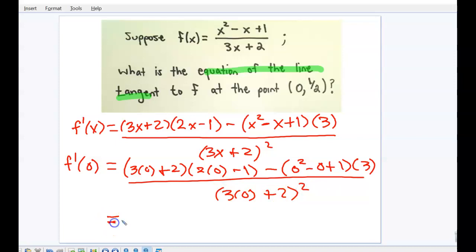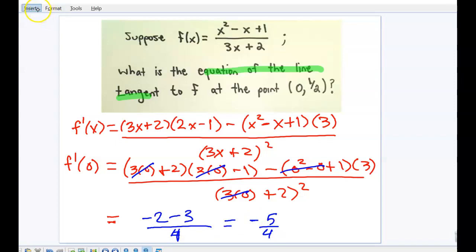So again, anything times 0 is going to be 0, so this will cancel out, this will cancel out, this will be gone, and this will be gone. I'm left with 2 times negative 1, which is going to be negative 2, and negative 1 times 3 is going to be negative 3, all over 2 squared, which is going to be 4. So my slope is going to be negative 5 over 4.